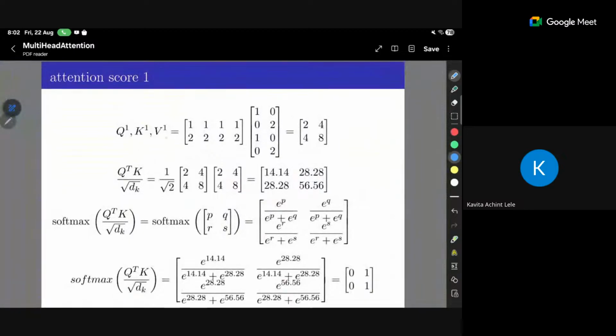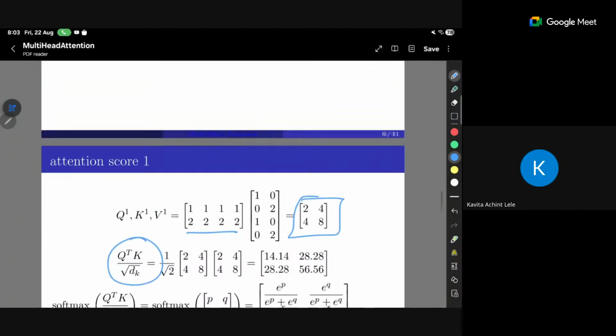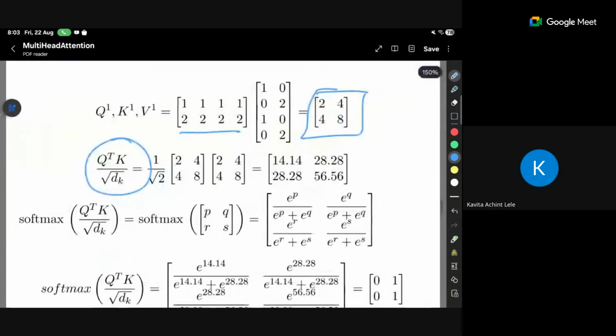QKV. Since my matrix is same initially, that's why I'm going to get same value for all three of them. I have to do Q transpose K. So I'm going to take a transpose of this, but you can see the transpose is taken, but since it's a symmetric matrix, you can't see that, but it is a transposed one. Okay, if it's not symmetric, then you might be able to see it. So it will produce something like this value.